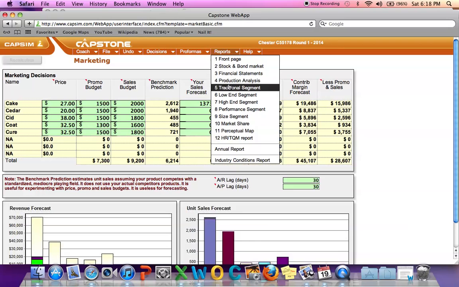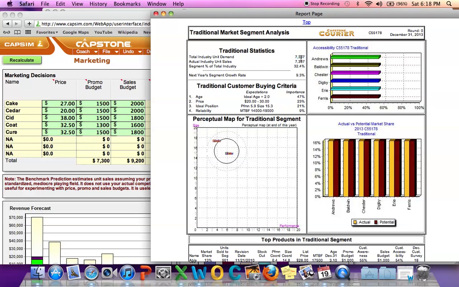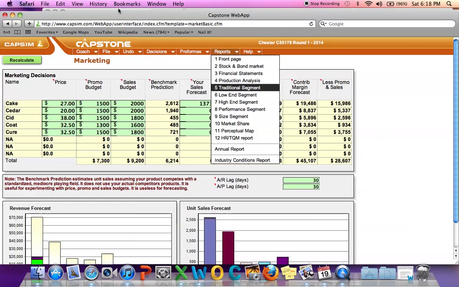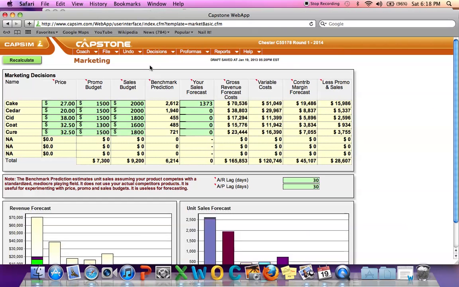Now, just to recap, we took the total unit demand, we multiplied that times next year's growth rate, which is 1.093, and we took the result of that times whatever percent market share we think we're going to get next year. Okay, and that's how you do your sales forecast. So I hope it wasn't too rough getting through that.